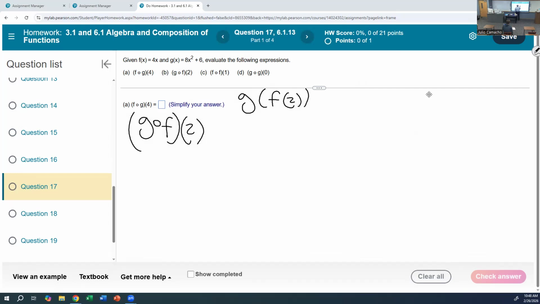So what is your g of x equation? 8x squared plus 6. Now you replace this x by the whole f of x, the 4x. 4x, and don't forget the square, plus 6. Now you replace this x by what? By 4. Oh, wait, no, by 2, because it's f of 2.